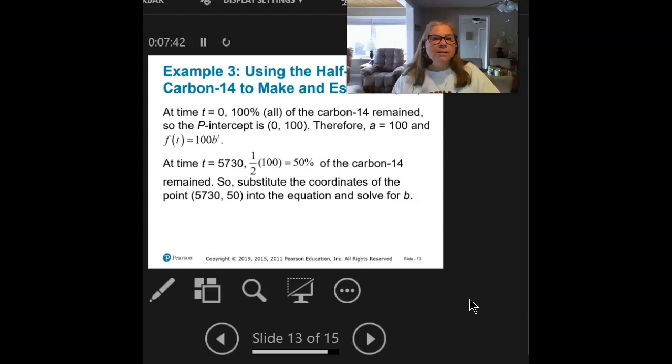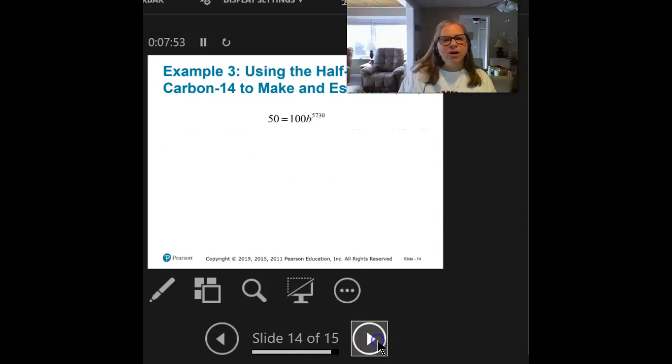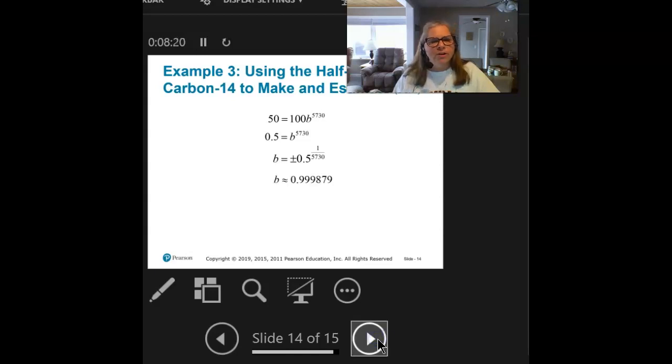5,730, we know that there was half of the remaining, because that's the half-life. So we can substitute the coordinates of the point 5,730 years. There was 50% remaining, and we can now solve for B. So when we plug in those points that we just determined, we get 50 is equal to 100B to the 5,730. We divide each side by 100. And now we notice that if we take and raise each side to 1 over 5,730, B is equal to plus or minus 1/2 raised to 1 over 5,730, or approximately 0.9999.